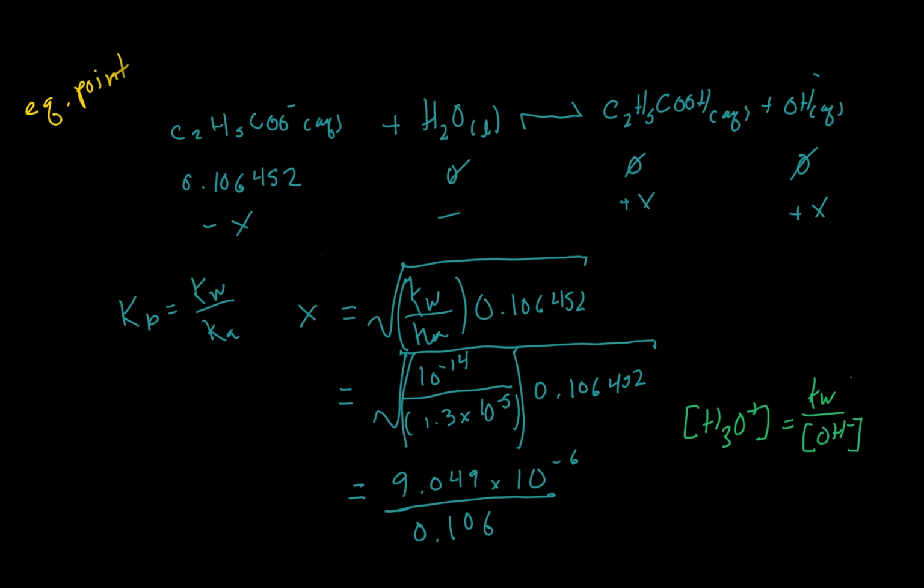All right, and we know both of these. The concentration of hydroxide is equal to this X value that we just solved for here, 9.049 times 10 to the negative 6, right? Kw we also know. So that means that we can solve for the pH by taking the negative log of that. So pH equals negative log of Kw, which is 10 to the negative 14, divided by the hydroxide concentration, which was 9.049 times 10 to the negative 6.